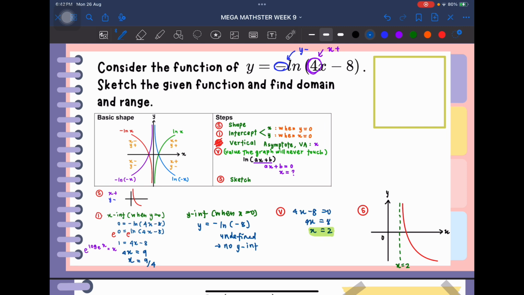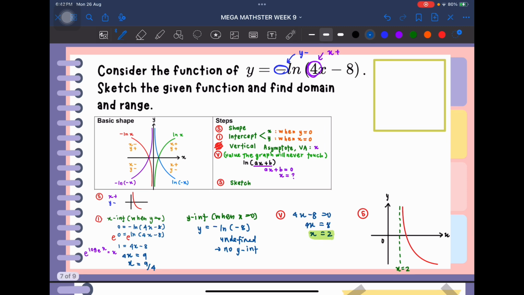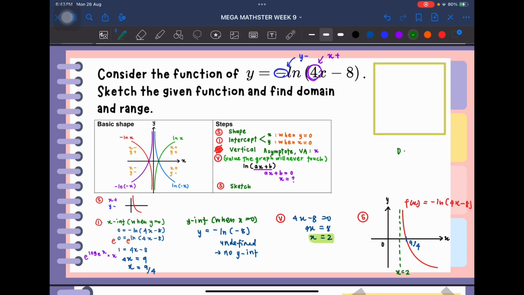Alright, and then label your x-intercept. So, our x-intercept is 9/4. And then lastly, label your fx. So last one before we can finish is to find the domain and also range.